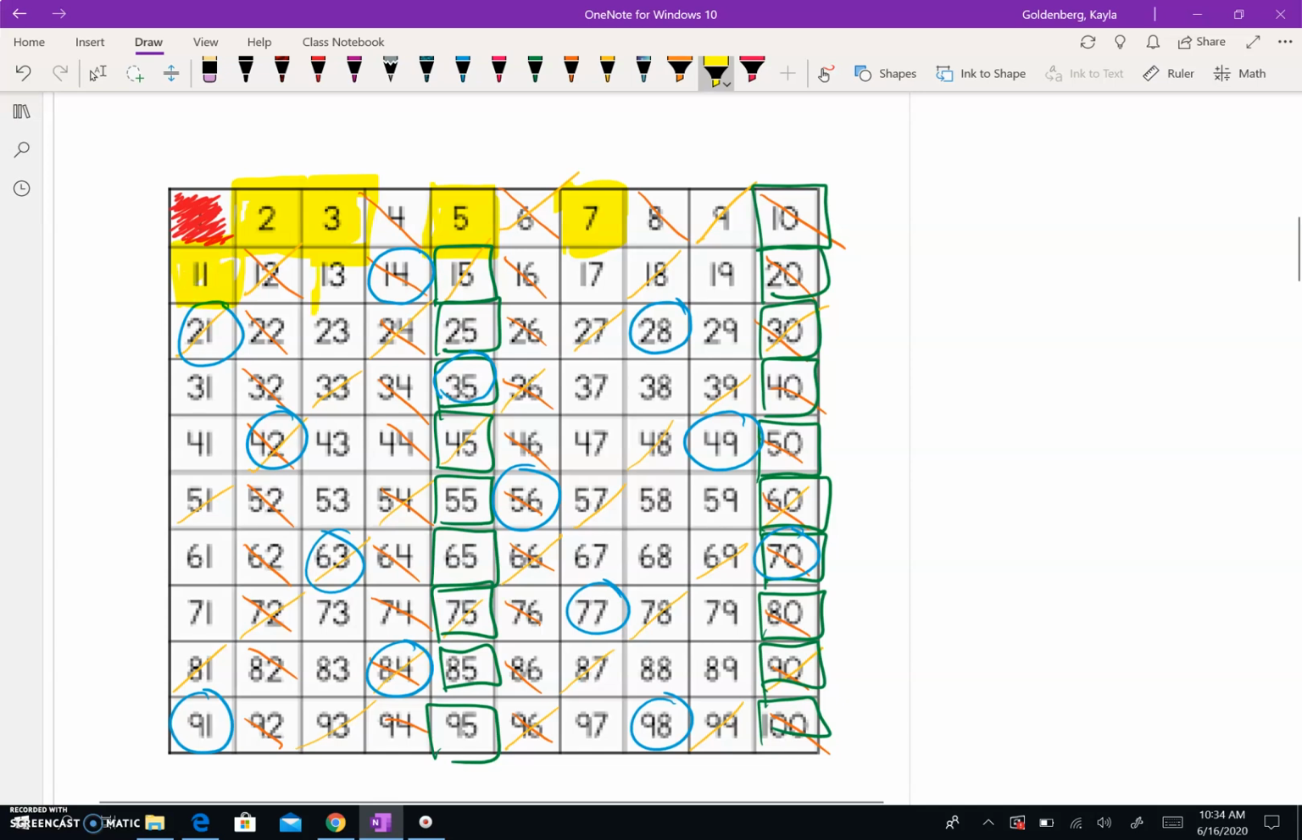Got 11, 13, 17, 19, 23, 29, 31, 37, 38. Oh, I don't know why. That should be crossed out because it's even. Did I just miss a whole row of evens, guys? What's going on with me? I don't know how I missed all my even numbers. Miss Goldmark's just having a day, isn't she?